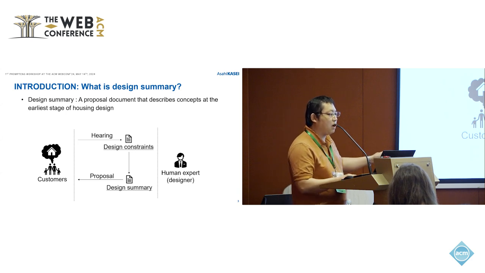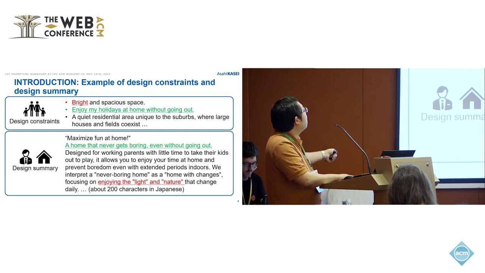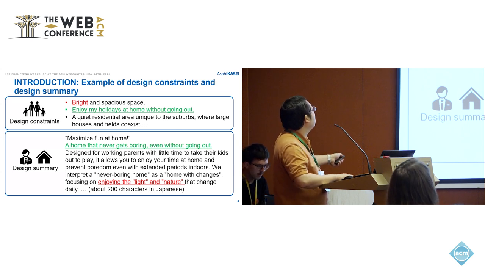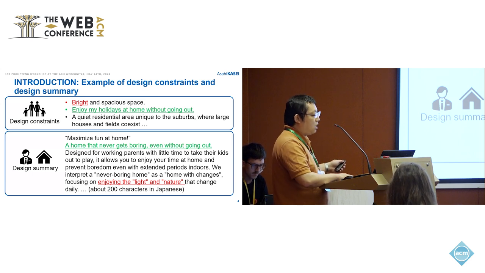Next, I'd like to explain an example of the constraints and design summary. The design constraints are, for example, the customers want a bright and special space, and they want to enjoy their holidays at home without going out. This is an example. And on the other hand, the design summary is titled "Maximize the Fun at Home," and it emphasizes that the house is not boring, even if they don't go outside, and that they can enjoy the light and nature.